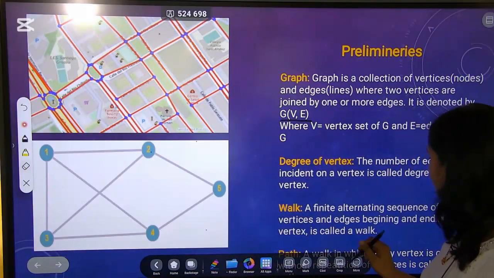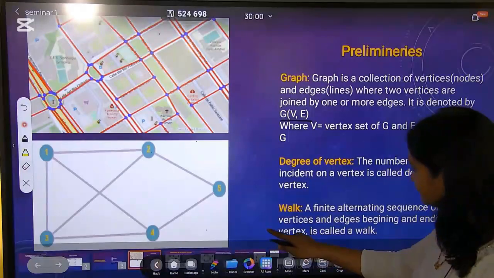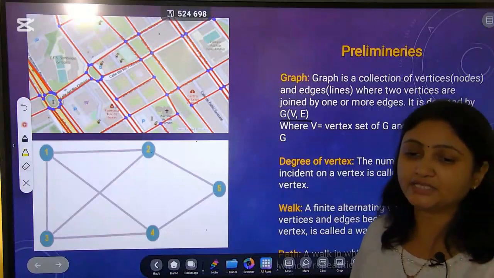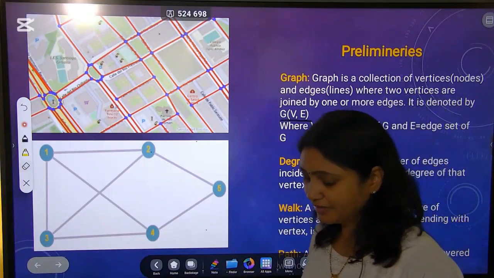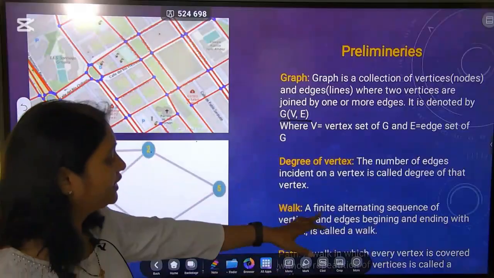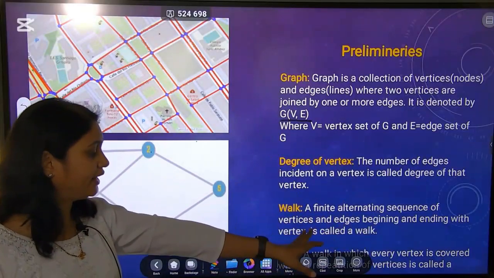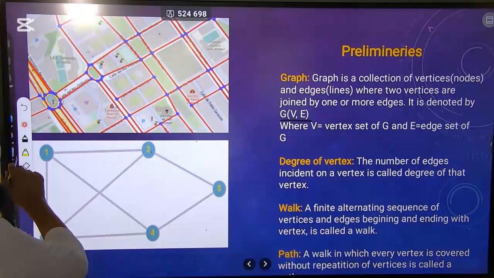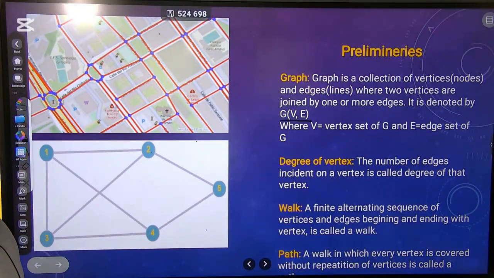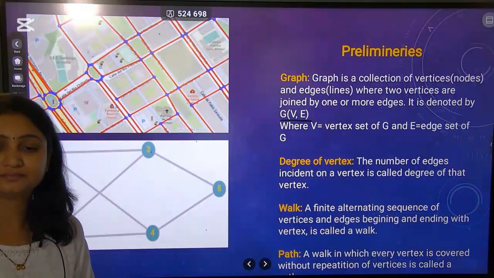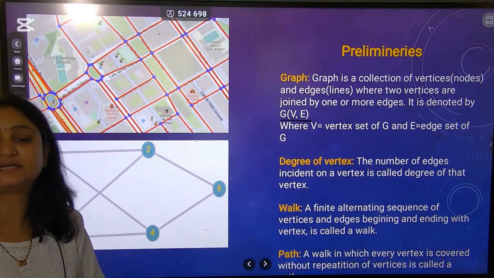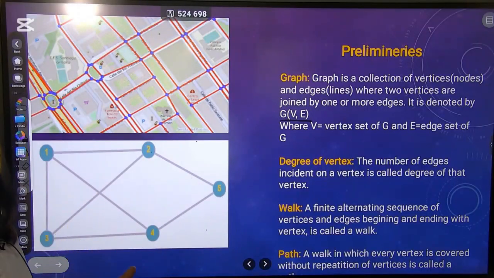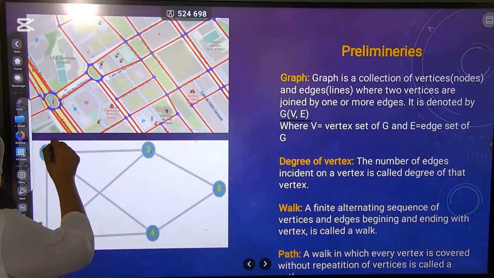Next, walk. A finite alternating sequence of vertices and edges beginning and ending with a vertex is called a walk. Now, what is a walk? A finite alternating sequence of vertices and edges. Suppose we want to travel from this vertex. Suppose this is our home.